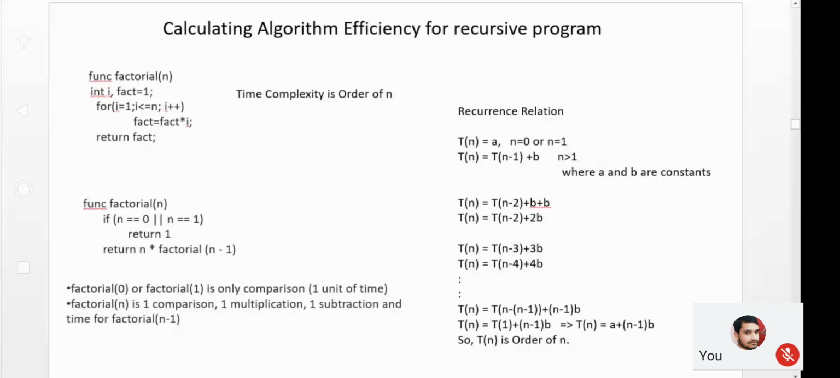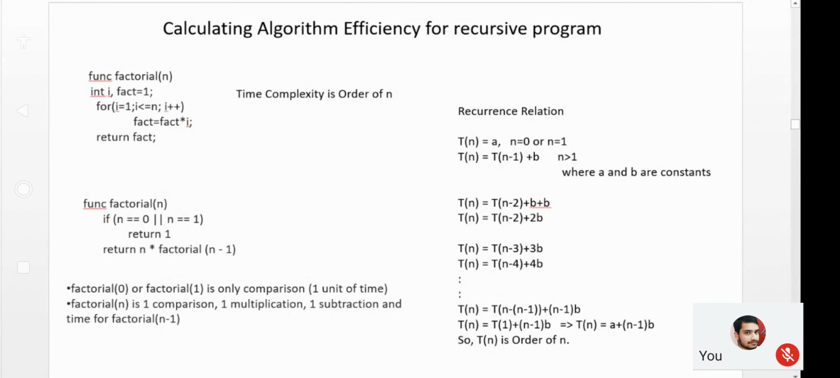T of n is equal to T of n minus 1 plus b. This is the recurrence relation, because this part takes one comparison, one multiplication, one subtraction, as well as it calls factorial again with the value n minus 1. So T of n means what? Time to execute the problem of size n. So T of n, factorial n, calls factorial n minus 1. That means T of n minus 1 is what? Time to execute the problem of size n minus 1.